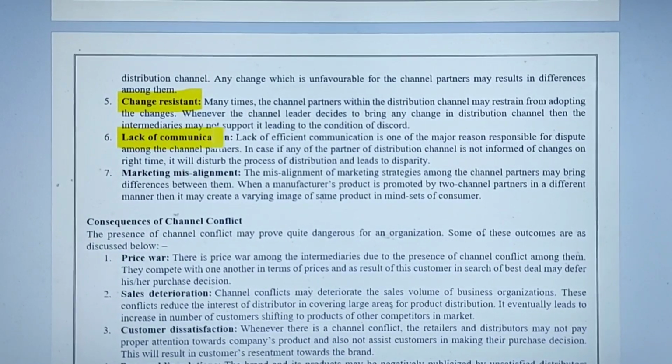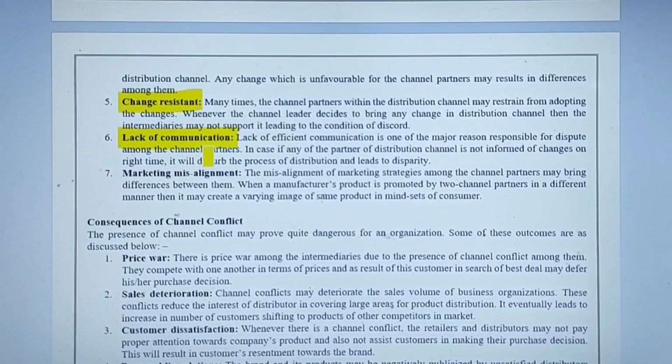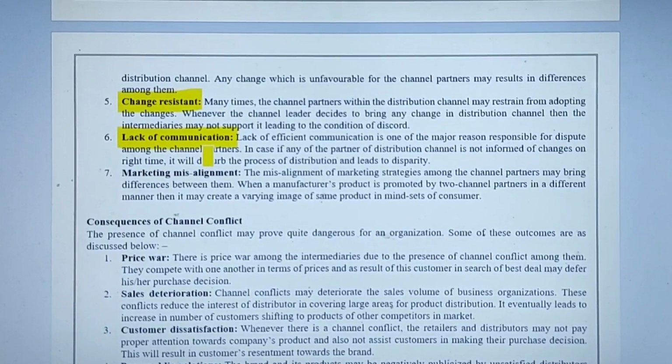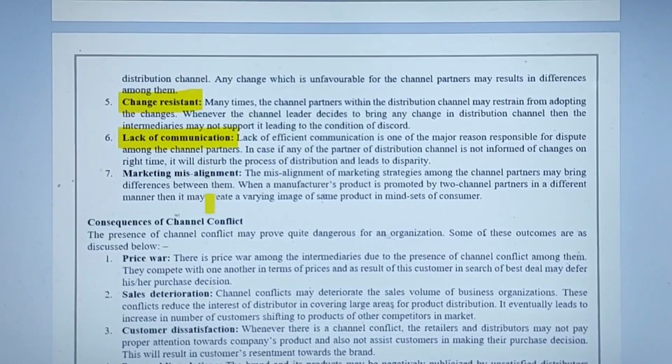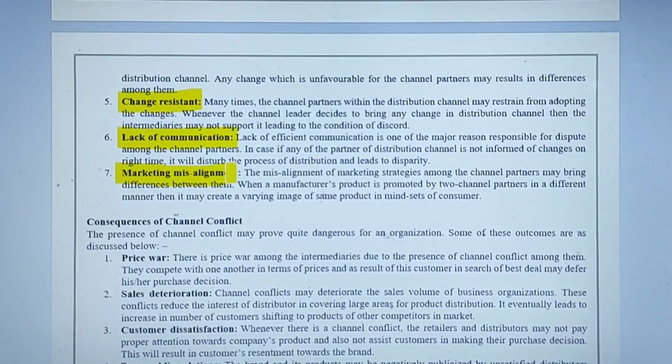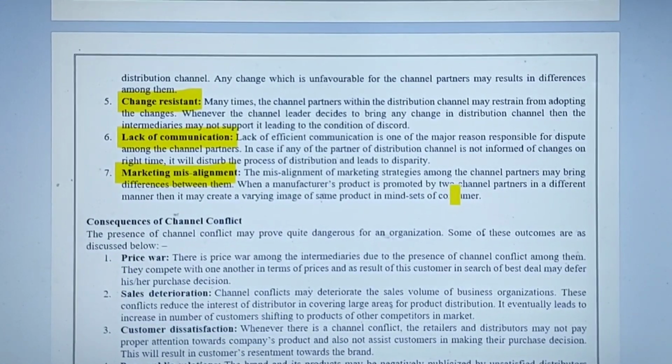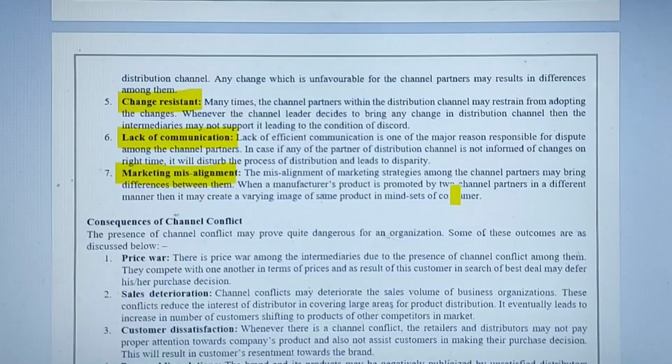Then due to lack of proper communication. Now communication is one of the most important reasons for any type of conflict and disputes. So this communication network and system should be very, very proper as far as this conflict is concerned. And lastly, market misalignment. Different marketing strategies among the channel partners may bring differences between them. So that creates a problem.